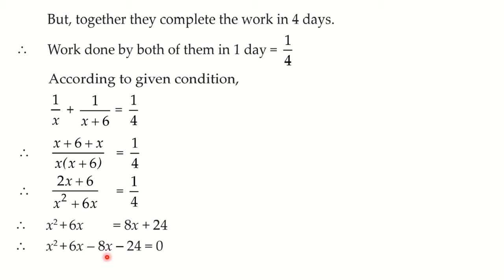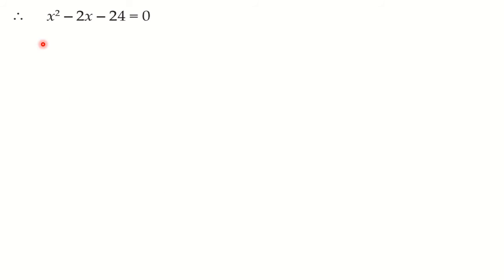Now see, these two are like terms, so we can subtract them. So 8 minus 6, we are going to get 2x, but minus 2x. Why? Because here this is the bigger number. So our equation will be x squared minus 2x minus 24 is equal to 0. Okay. So we got the quadratic equation.